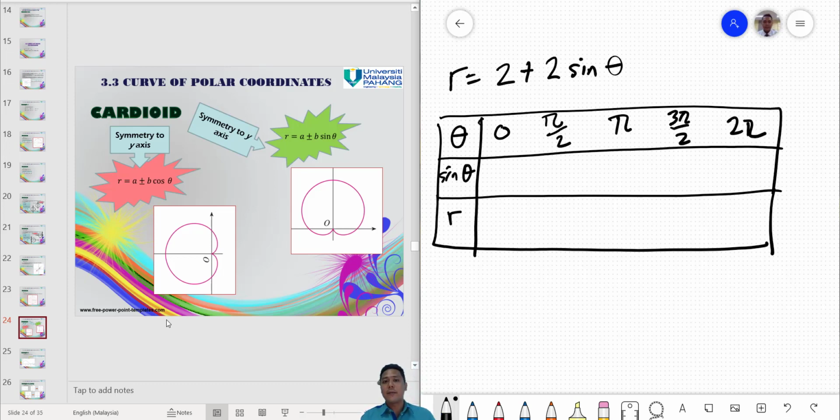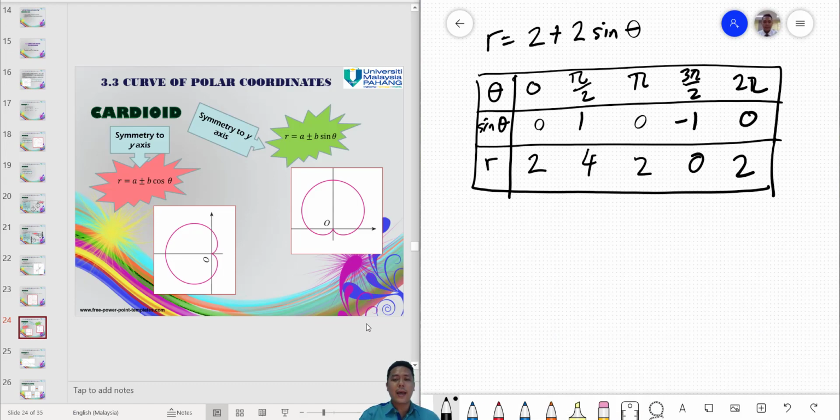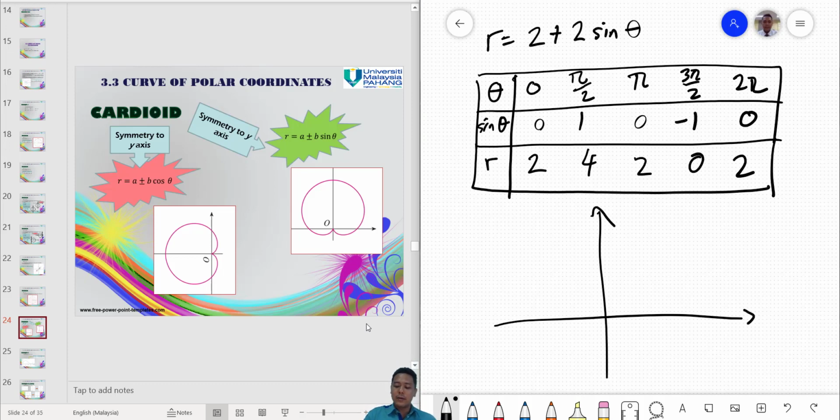Try to find the value of sine theta, and of course the value of r, which is you need to do 2 sine theta first, and then you add 2. You should be able to get this value, and let's try to represent the points. When the angle is 0, the distance of the first point is 2 here. So let's mark it here.